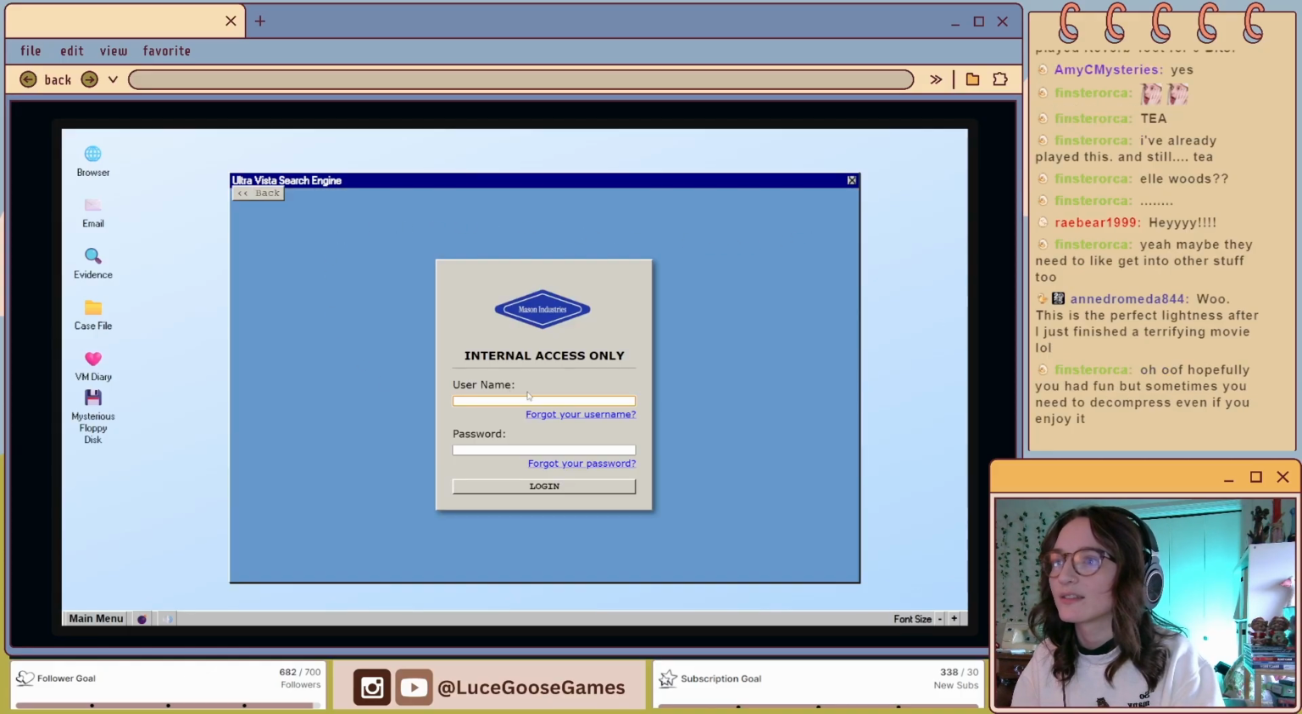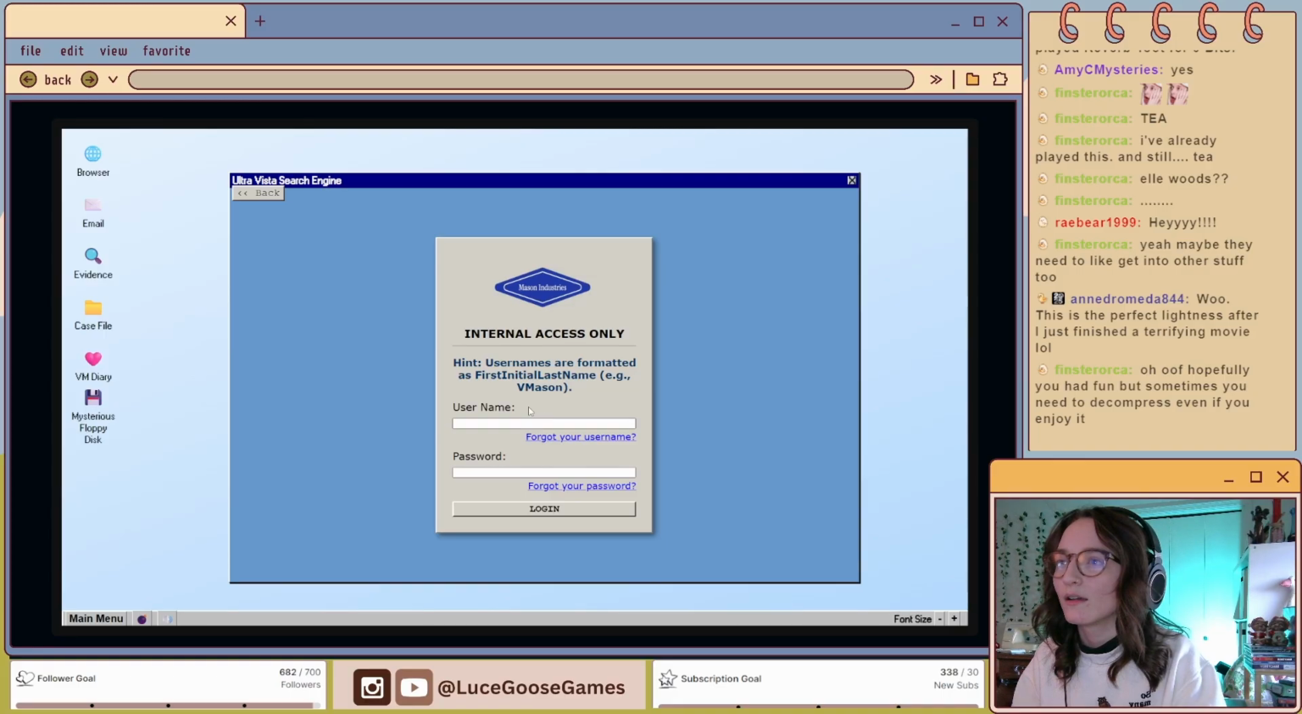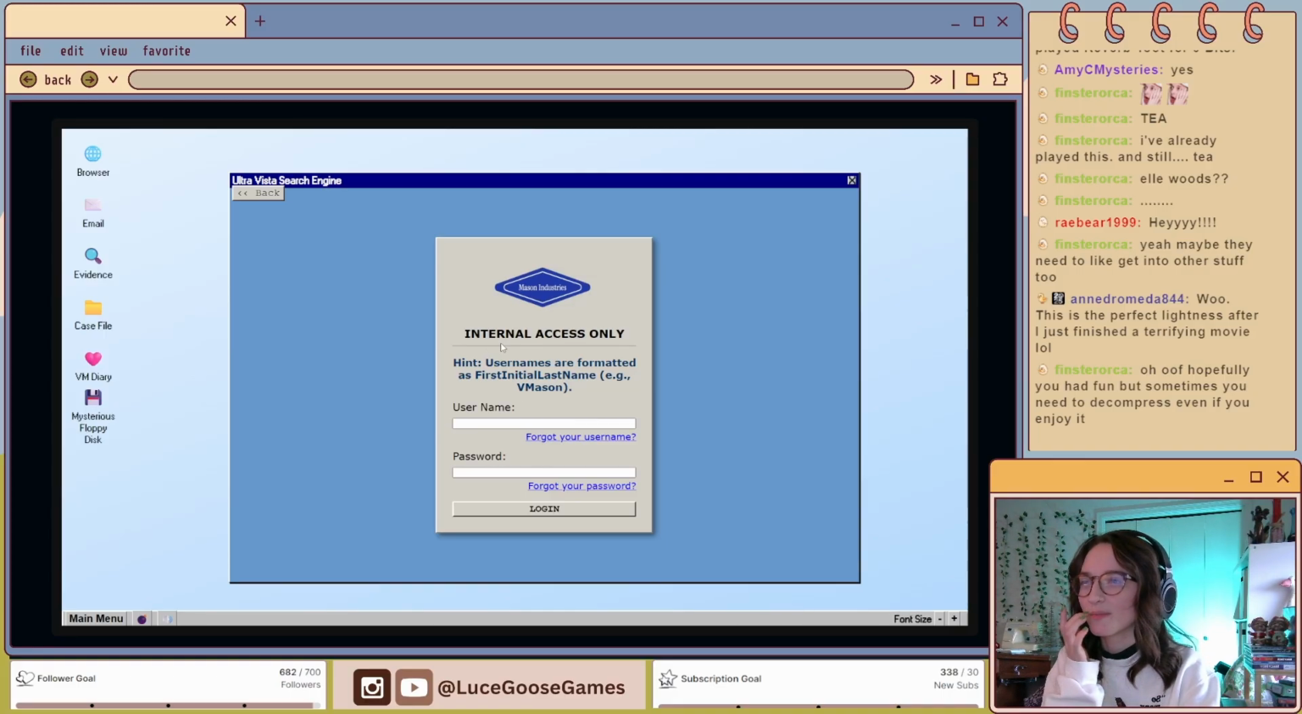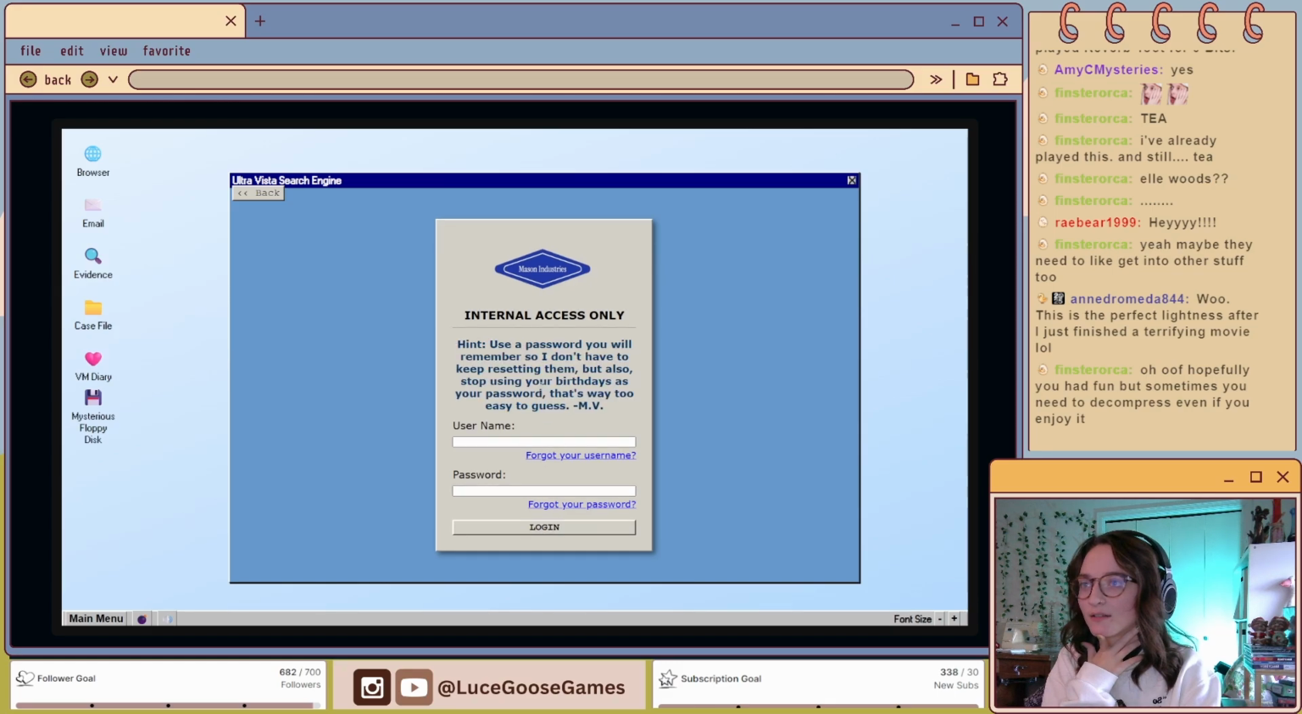Oh, internal access. Usernames are formatted first initial, last name, like V Mason. Use a password you will remember so I don't have to keep resetting them, but also stop using your birthdays as passwords. That's way too easy to guess.